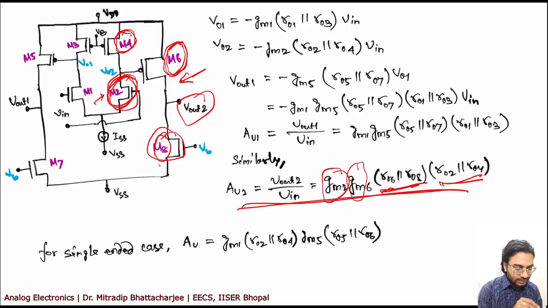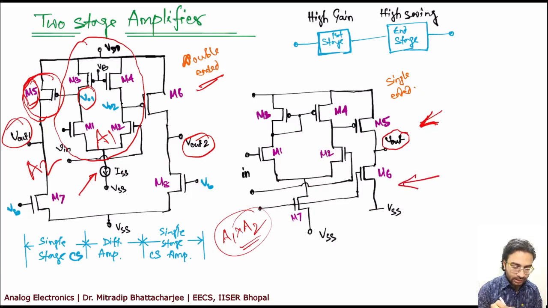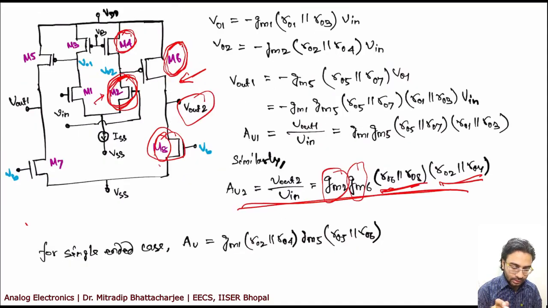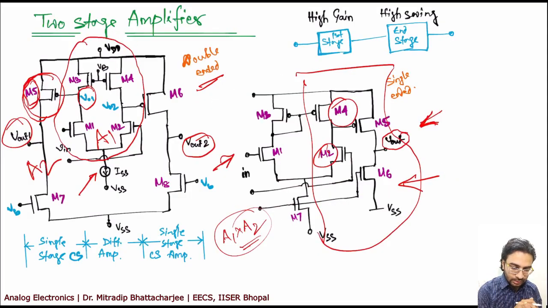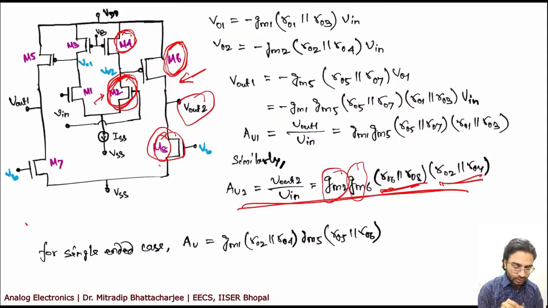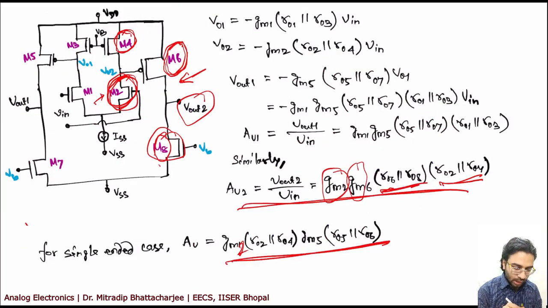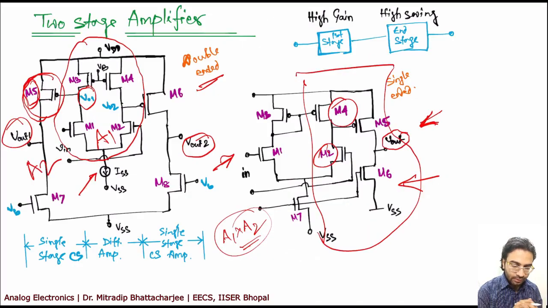Now for the single-ended case, the expression will be similar, but for just one end, because you don't have the other end. So in this case, you can get an expression of this. This will be GM2, not GM1. So your M2 is the driver transistor, so it will be GM2 into RO2 parallel RO4, GM5 into RO5 parallel RO6.